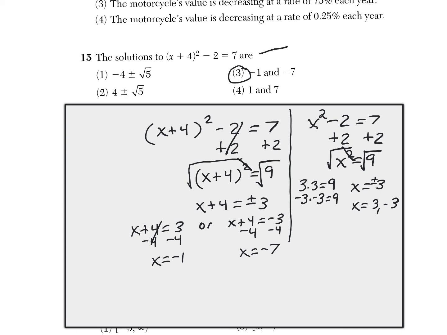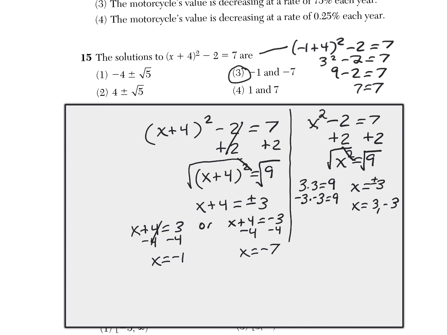Now, should you want to be extra cautious and check things over, you can substitute them in. I'll just show it with negative 1. So if I plug in, I would have (−1 + 4)² − 2 = 7. That would be 3² − 2 = 7. So 9 − 2 is equal to 7. 7 equals 7.